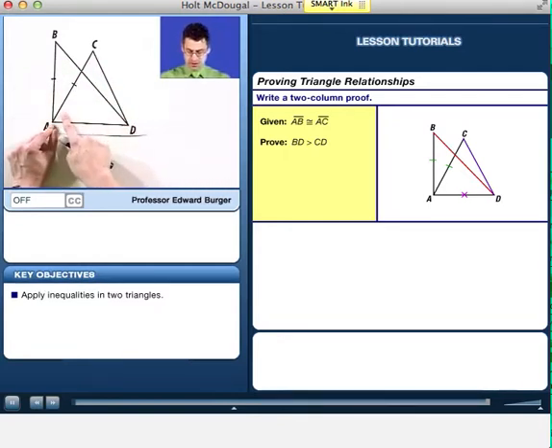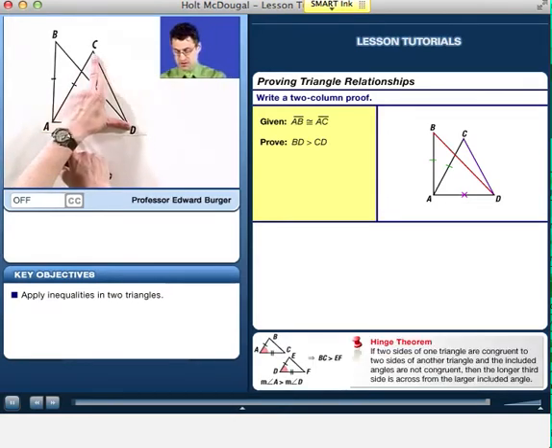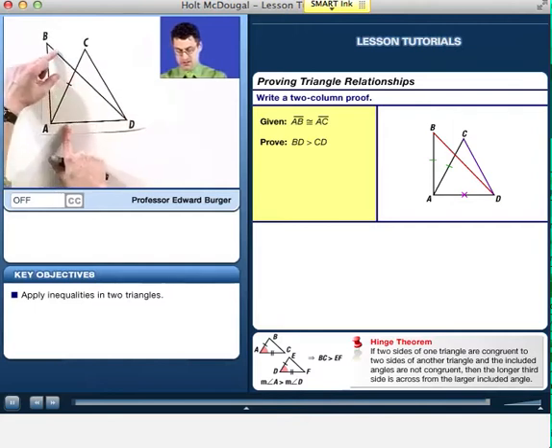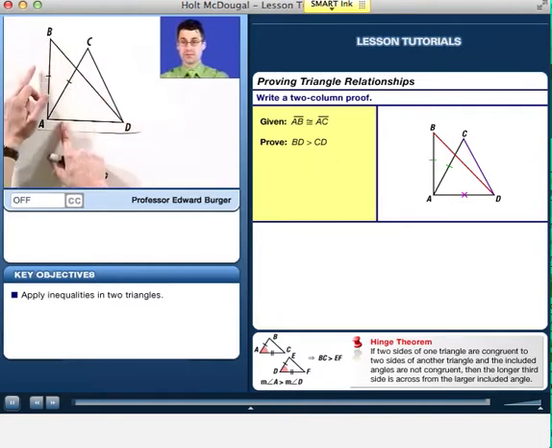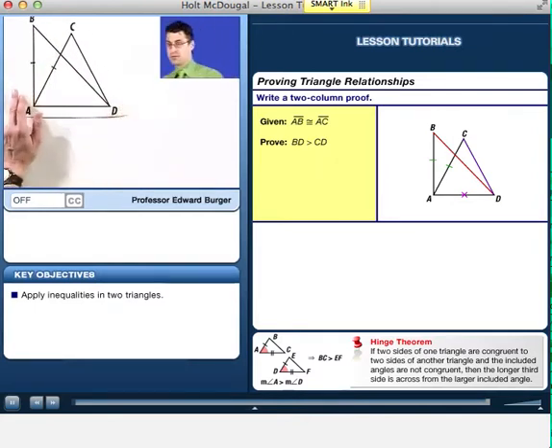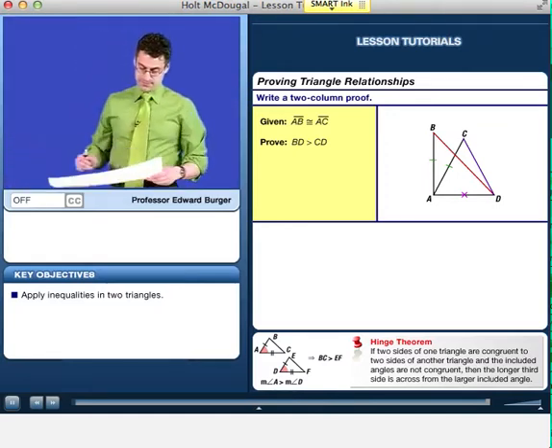Well, since this is a smaller angle than this entire thing, then I know by the hinge theorem this is going to be a smaller side length compared to its corresponding side length here of this one. That is the idea of the proof. Let's make it rigorous.